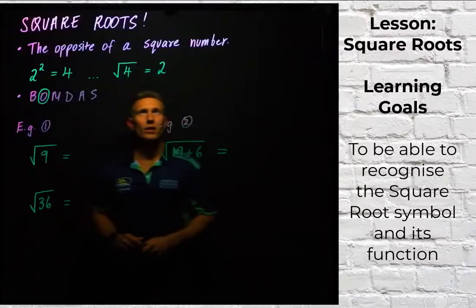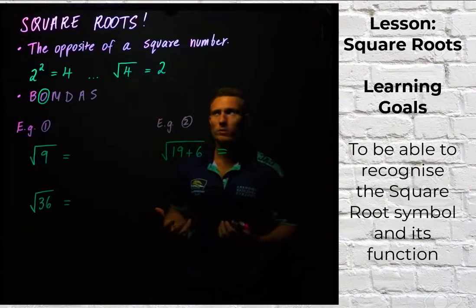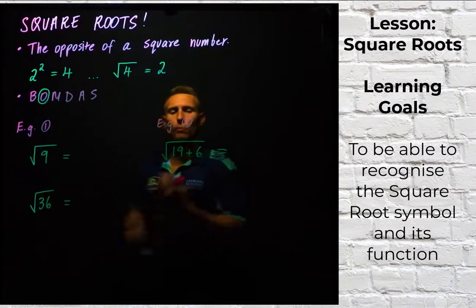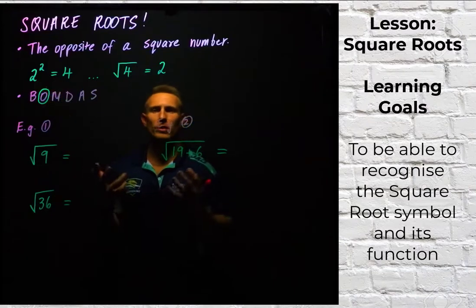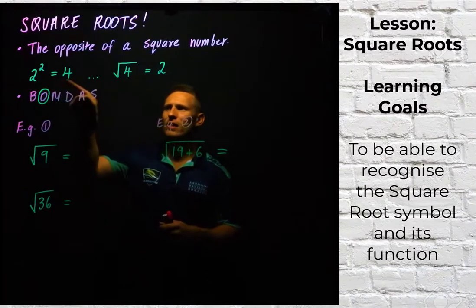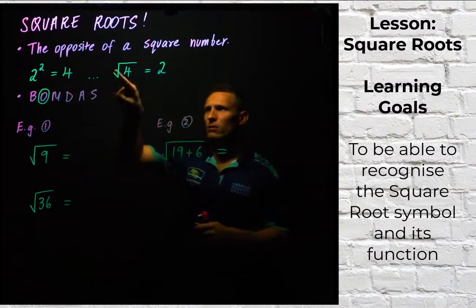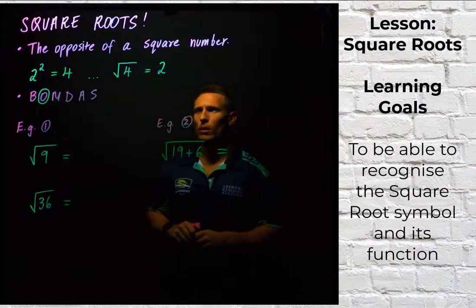Okay, so today we're learning about square roots. Now, you will have come across squaring numbers. Now, square roots is the opposite of squaring a number. So you can see here we've got 2 squared, which means 2 times 2, or 2 multiplied by itself, and it's equal to 4. Now, this little squiggly line, that's what we call the square root symbol, okay?